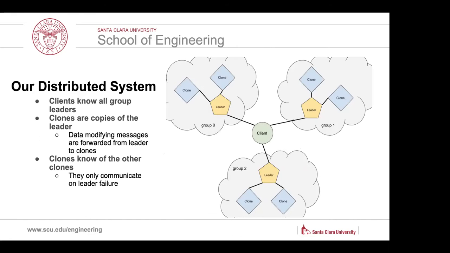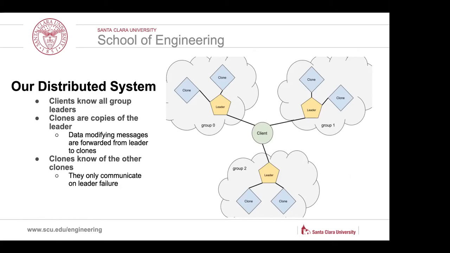Yeah, so this is our distributed system. As you can see on the picture on the right, we have 3 groups. In the case of our code, it actually can scale to as many groups as we want. And the idea is that each group has a leader node and 2 clones of that leader, for the replication fault tolerance problem. And the client only sees the 3 or X amount of leaders.